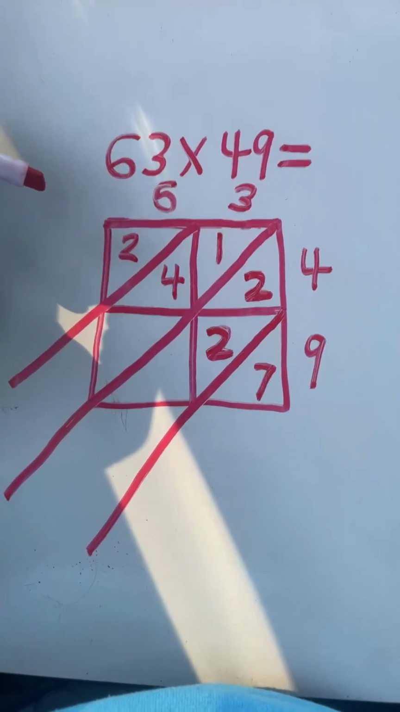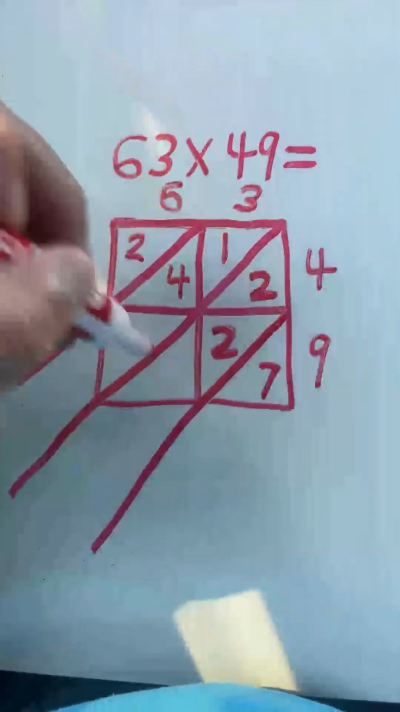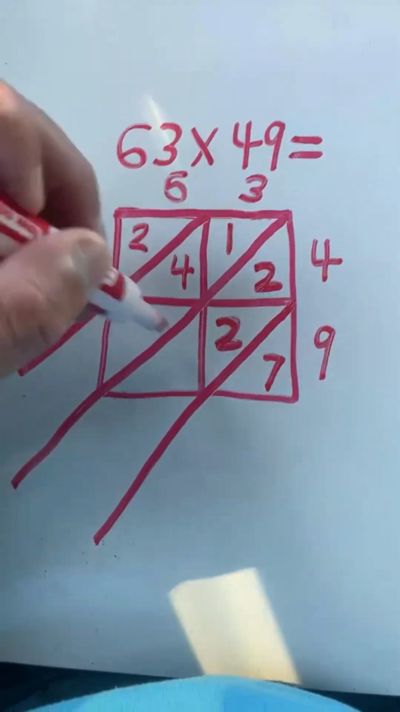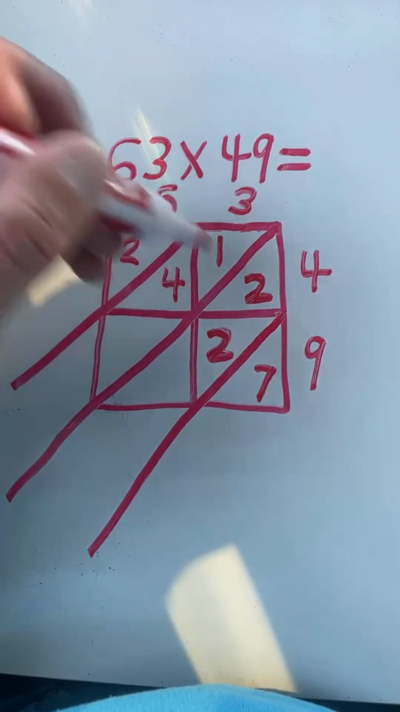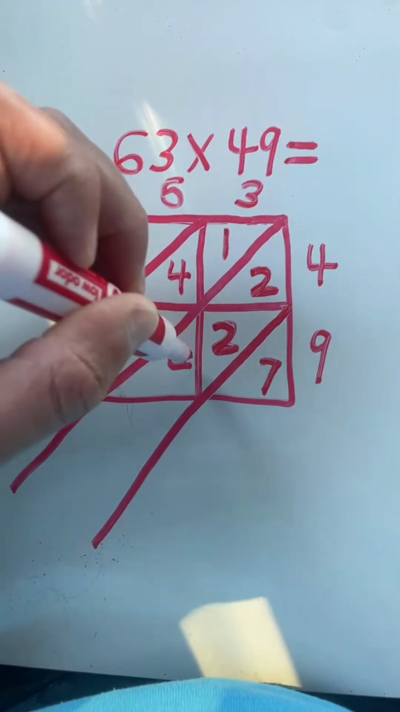Last part of multiplication for this problem, we're going to multiply 6 times 9. And the answer to 6 times 9 is going to go in the empty square here. 6 times 9 equals 54. So 5 in the top triangle, 4 in the bottom triangle.